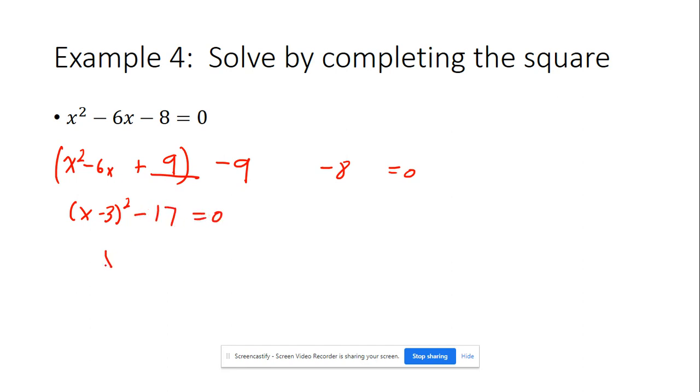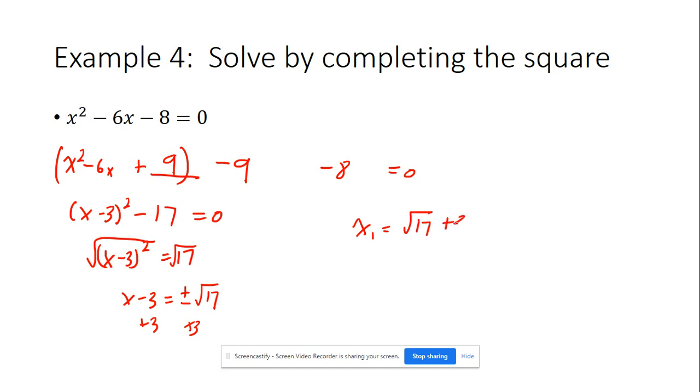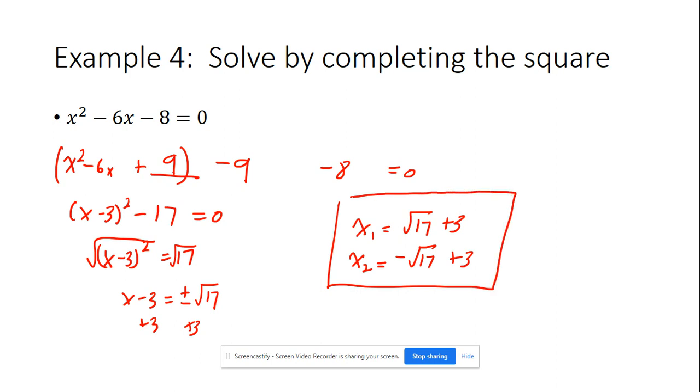Add 17 to both sides. Square root both sides. X minus 3 equals plus or minus root 17. Add 3. So x1 is root 17 plus 3. x2 is negative root 17 plus 3. Okay, so we're going to have this as my two solutions for this question over here.